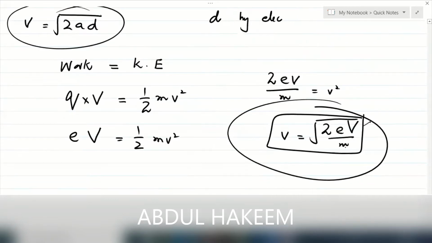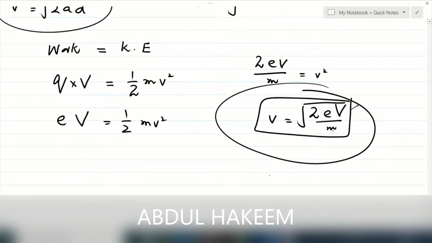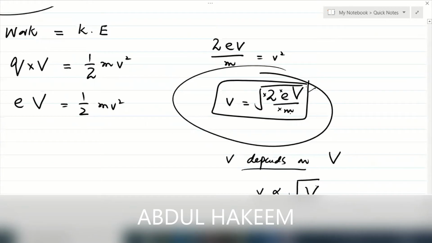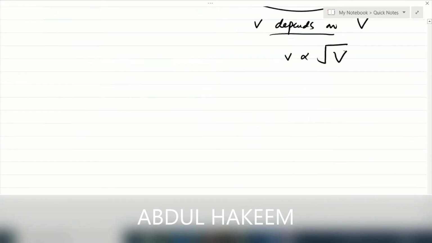So from this formula, we can say the speed v depends on V only, because e is constant, m is constant, 2 is constant. So v is directly proportional to the square root of the potential V. So if V is constant, then the final speed of hitting the plate will remain the same. Okay, that's the last part of this lecture.